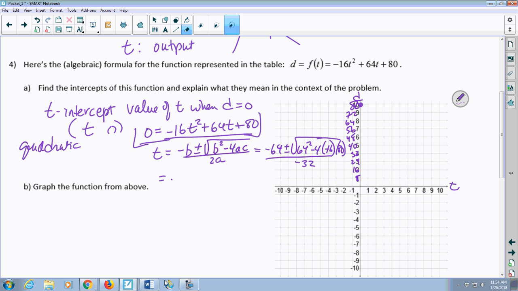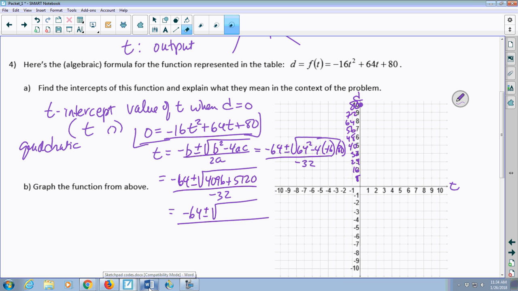So this equals negative 64. Does anybody know the square root of 64 squared off the top of your head? 4096, thank you. Plus 4 times 16 times 80. Everybody got that done? 5120. All over negative 32. Now throw those together. I'm relying on all of you. I could put it in a calculator, but you have calculators out there? Is this a pain in the butt?